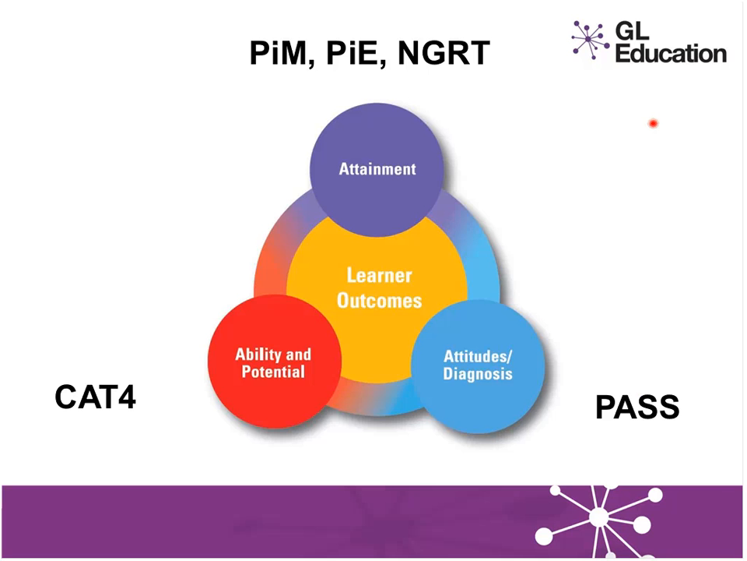And then the third component is understanding a pupil's attitude, both towards themselves and towards their learning. And this can be assessed using our Pupil Attitudes to Self and School, known as the PASS survey. So those 3 components form our 360-degree view of the pupil, which we would recommend. But I'm focusing on CAT4 today, so that's the assessment of ability and potential.